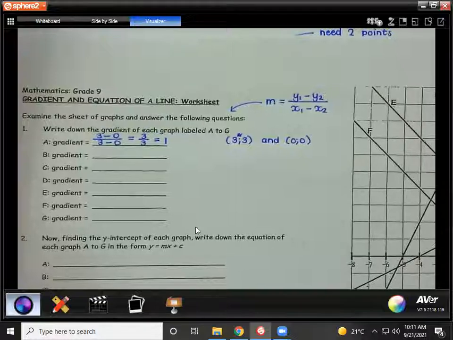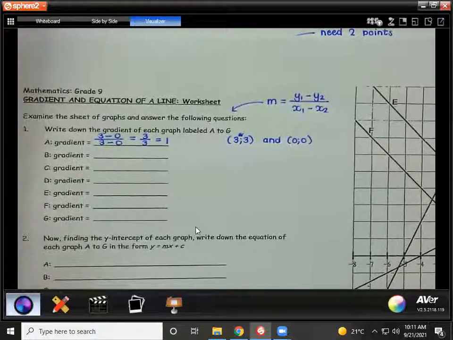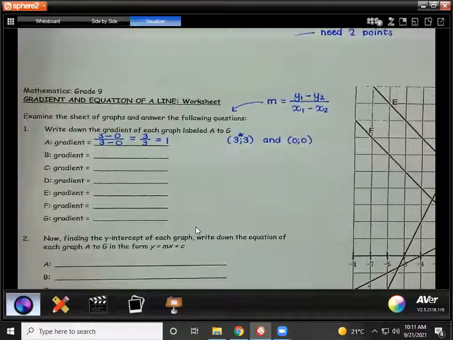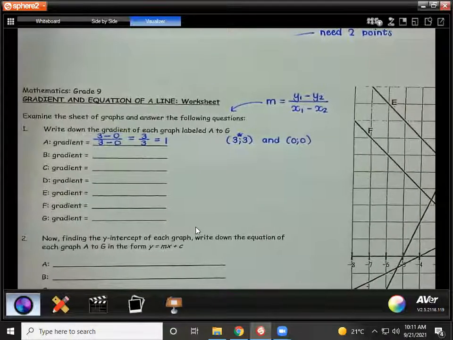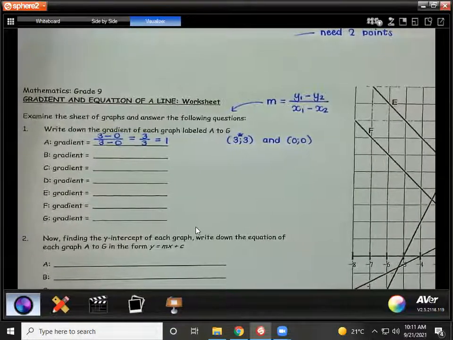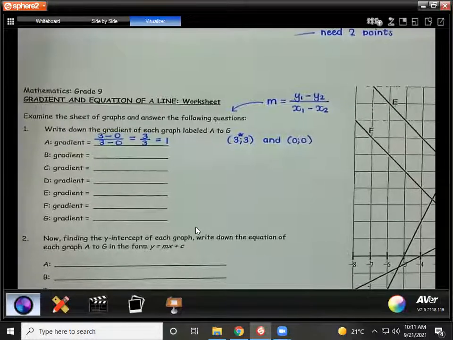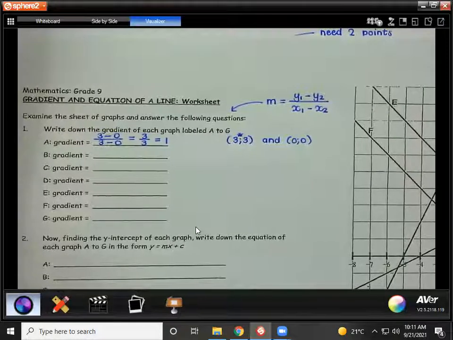Right? You decide which point to start with, like we did now. We decided we're going to start with 3, 3. Guys, if you started with 0, 0, you would have gotten the same answer. Because you would have said 0 minus 3 over 0 minus 3, which is negative 3 over negative 3, which again is 1. Okay, so it doesn't matter. All right, you're going to choose any 2 points and then find the gradient there.